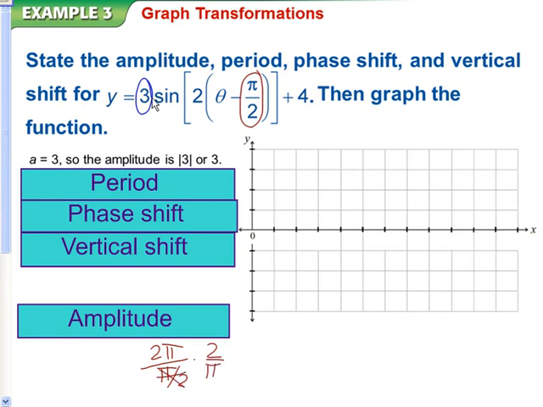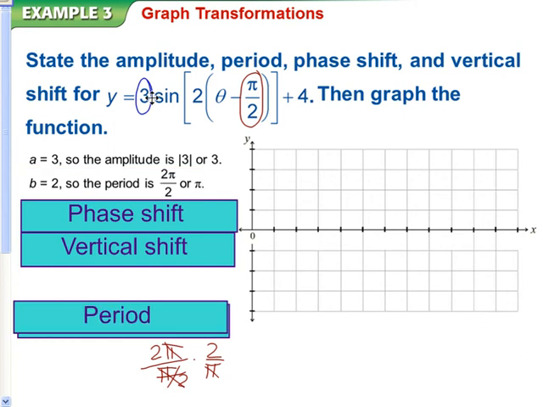Our period is, hold up just a second. Yep, I did that one wrong. I shouldn't be dividing it by the phase shift. I should be dividing it by the B value, which is 2. So that one I didn't even need to do copy, change, flip. It's just pi.